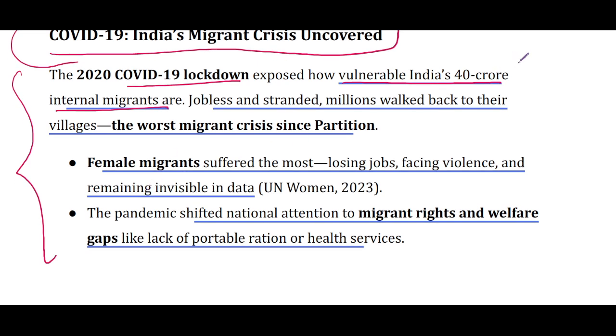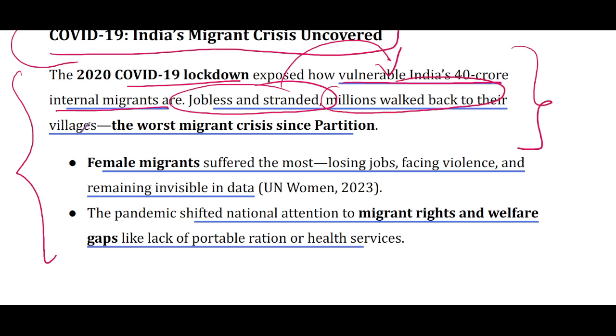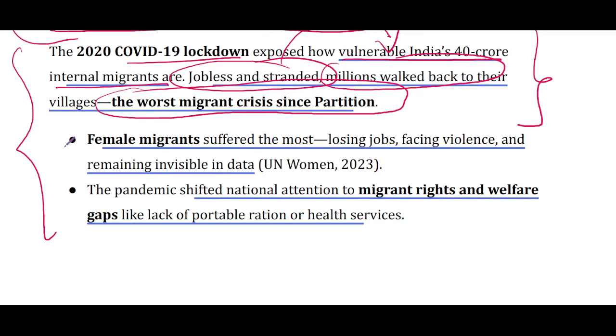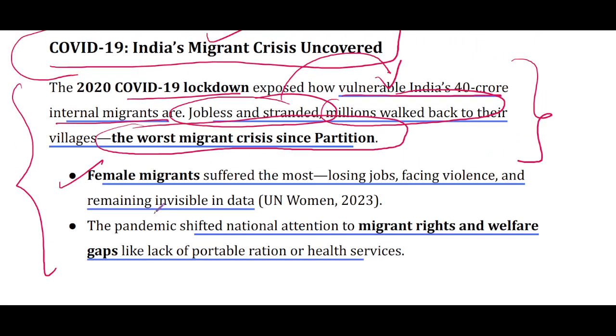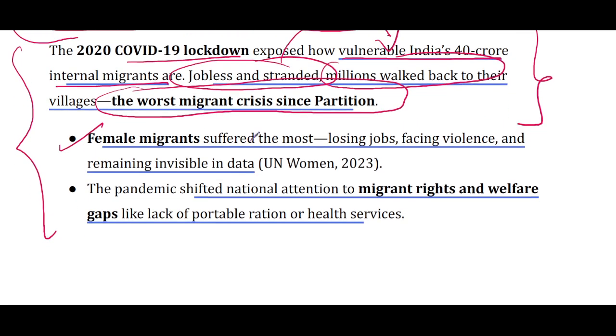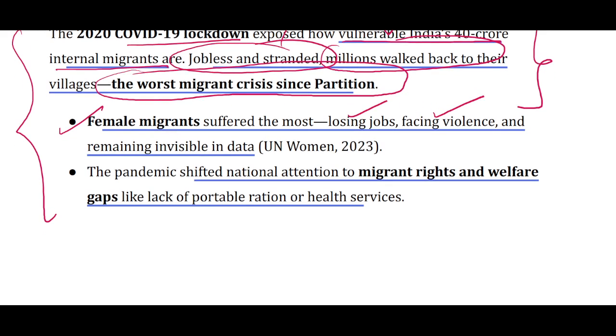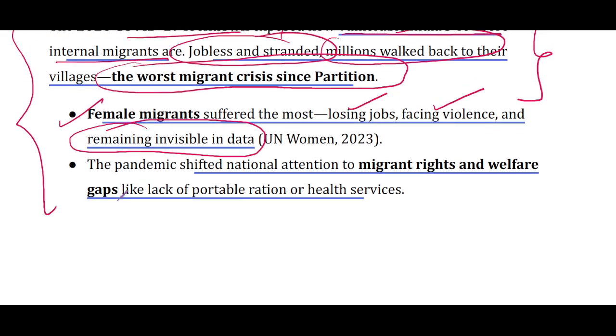When the whole of India was locked down, these people were stranded and remained jobless. In that situation, most of them walked back to their villages. It was the worst migrant crisis since partition. Then, on the issue of female migrants, they also suffered the most because they lost their jobs, faced violence, and remained invisible in data.